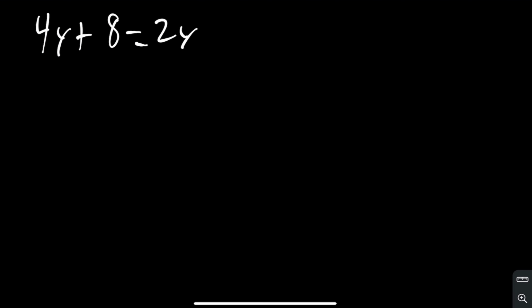So we have an equation, 4y plus 8 equals 2y. Our final goal is to get the equation to look like y equals whatever. The reason is so we can figure out what y equals. Let's say y represented how many dollars I had. We want to figure out how many dollars y equals. So we're going to solve for y.